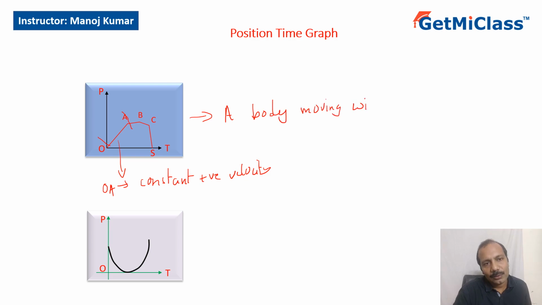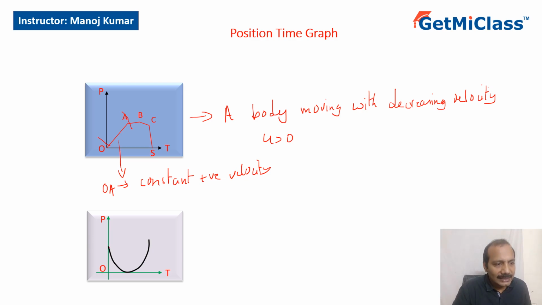And if I want to look at initial condition, so what can we say about initial condition? Initial slope is positive, so I can say initial velocity is positive. Now let's come to the next one.